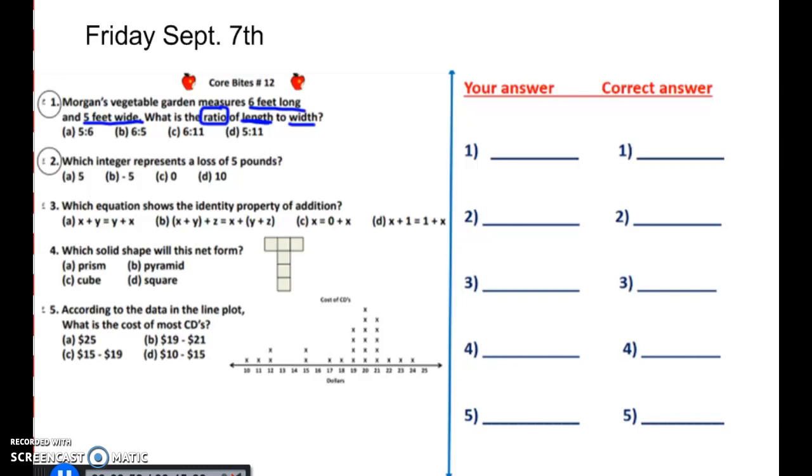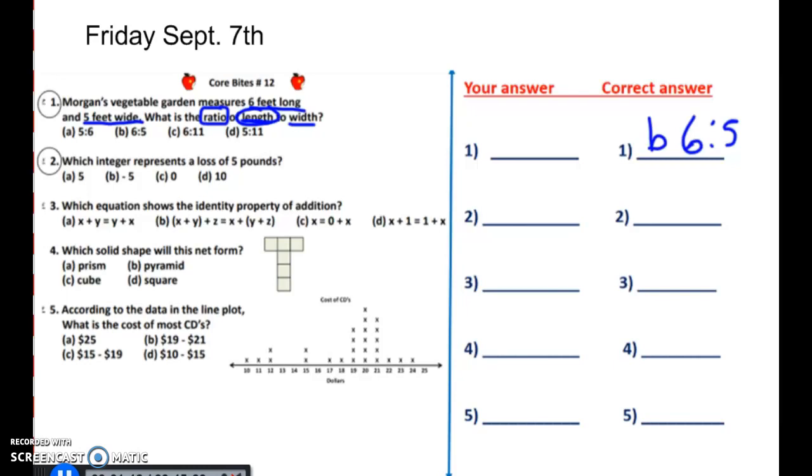Okay? The correct answer to number 1 is B. The ratio of the length was mentioned first, and the length was 6 feet, and then the width was 5 feet. So the ratio is 6 to 5. If the question had been, what is the ratio of width to length, then it would be 5 to 6.